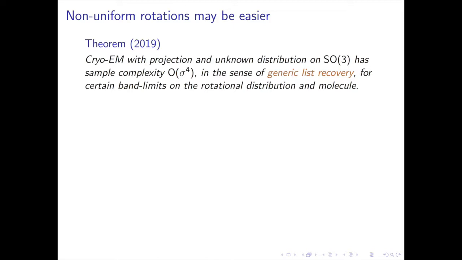This is telling you d equals 2. You only have to go to linear and quadratic invariants for certain choices of band limits on the molecule and rotational distribution, if the distribution is non-uniform and unknown. So this is very surprising, I think. An unknown non-uniform distribution is in this sense easier than a known uniform distribution.